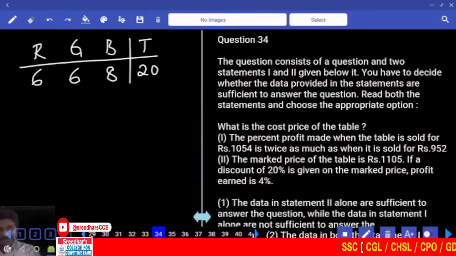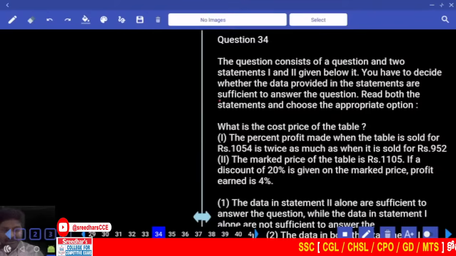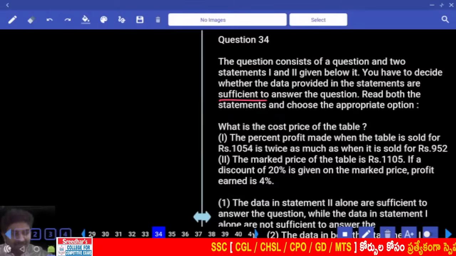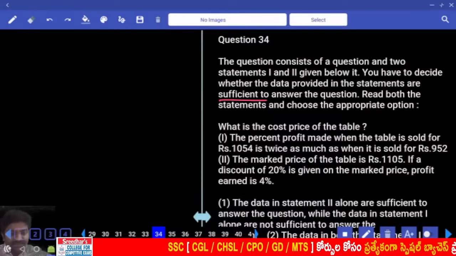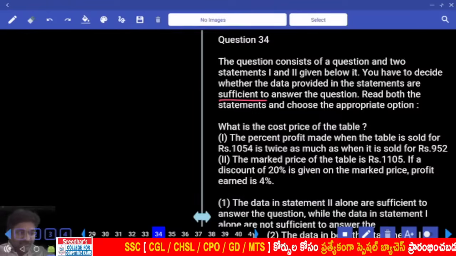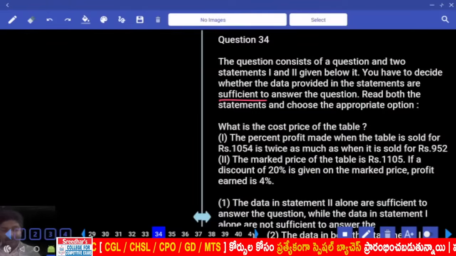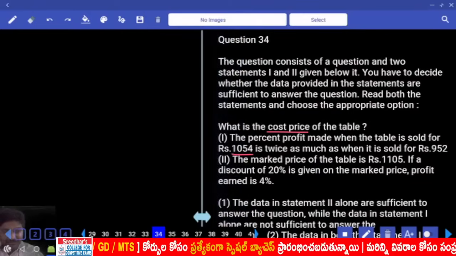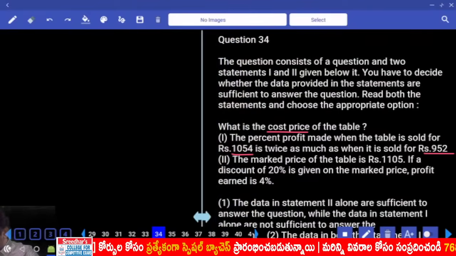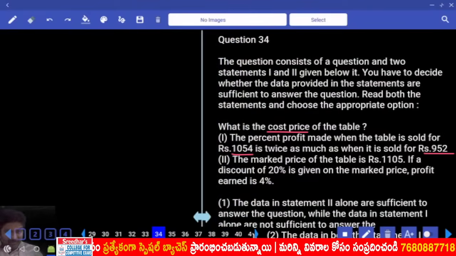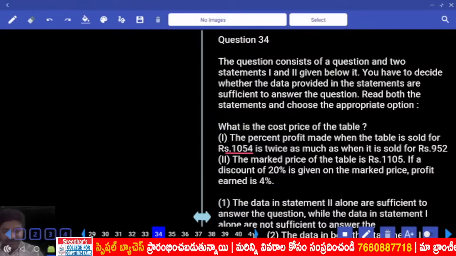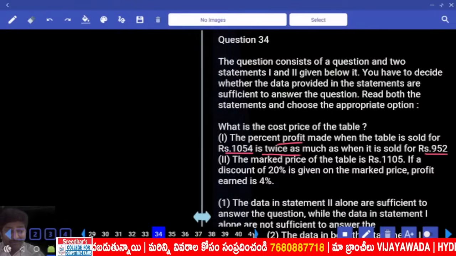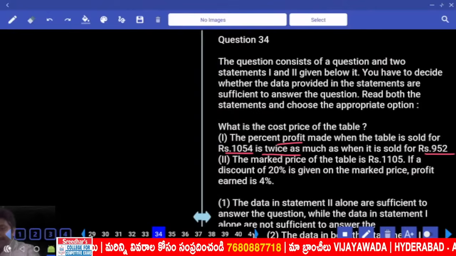What is the cost price of the table? Data sufficiency. The percentage of profit made when the table is sold for 1054 is twice as much as when it is sold for 952. See, we need the cost price. 1054 and 952 both are selling prices. When you sell it at 1054, you are making a profit and that profit is twice the profit when you are selling it at 952.